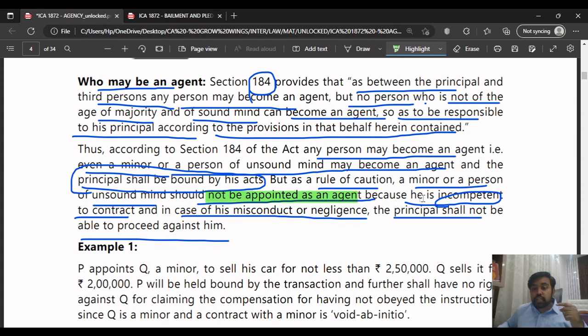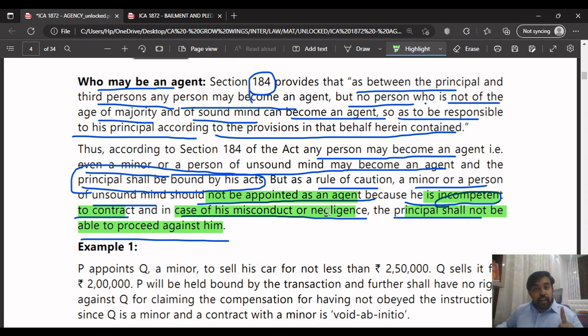Why? As an agent, because he is incompetent to contract. And in case of misconduct or negligence, the principal will not be able to take action against the agent. You will not be able to sue the minor. You will not be able to sue the unsound mind person. You would have read in the Contract Act that a person of unsound mind cannot enter into a contract. If a person enters into a contract with them, it is void. And the person who has entered into a contract with a minor can only take benefits from you, but he will not give you anything. You can't sue him, you can't file a case against him, you can't take action against him.